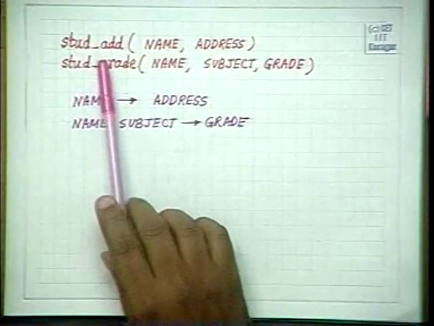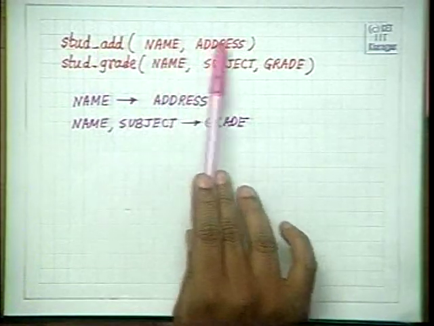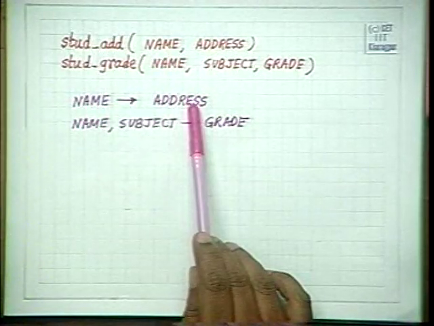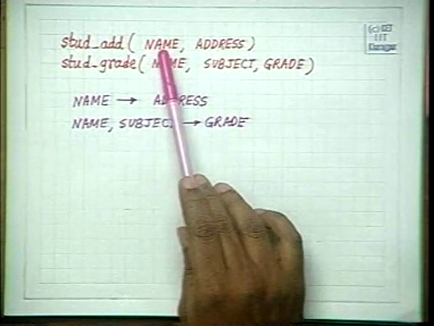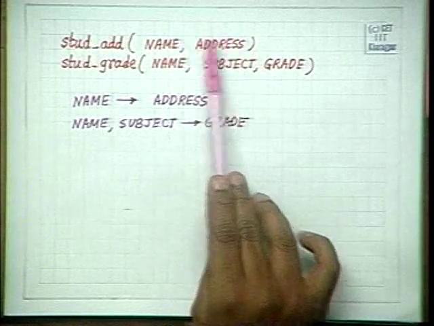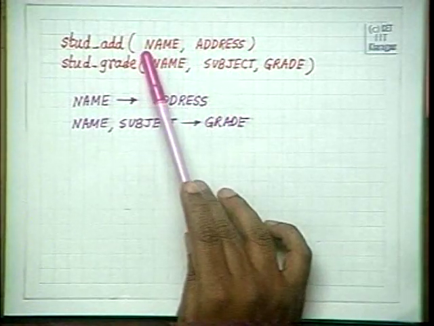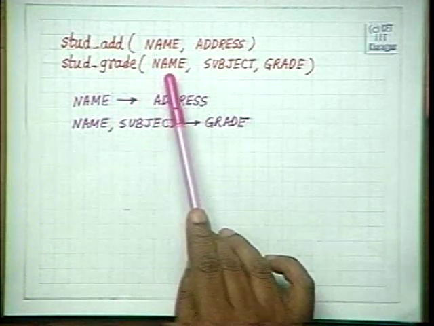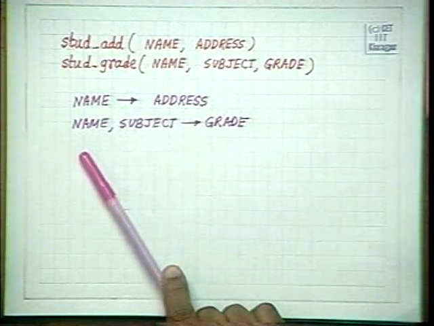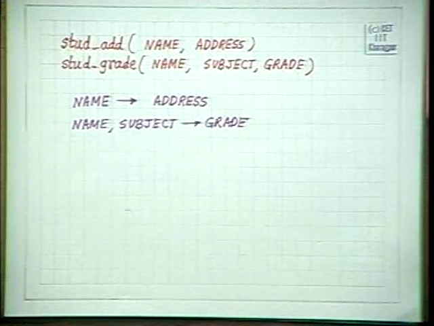Let us see the student-grade relationship. Here, student address: name and address. If name is a key attribute, then name gives address. It may be such that name is not a key attribute, then this relationship will not hold. Then both of them together form the primary key. There is no subset which is the primary key. Student grade: if name and subject uniquely give the grade, then for this particular name and this subject, the grade is there. This is the meaning of this functional dependency.